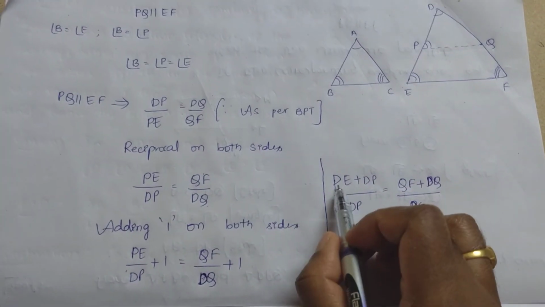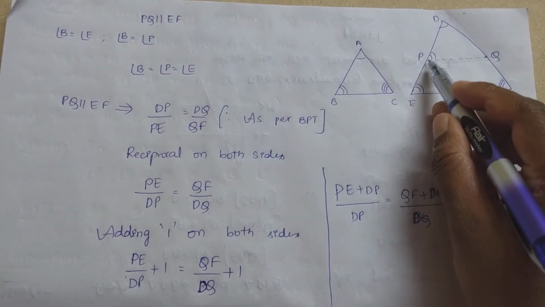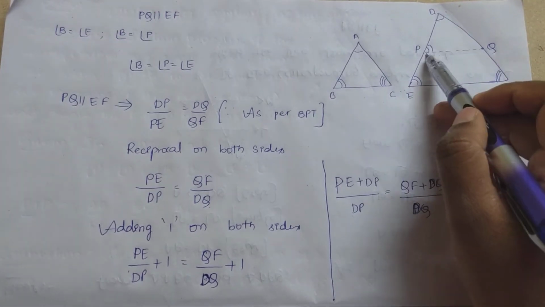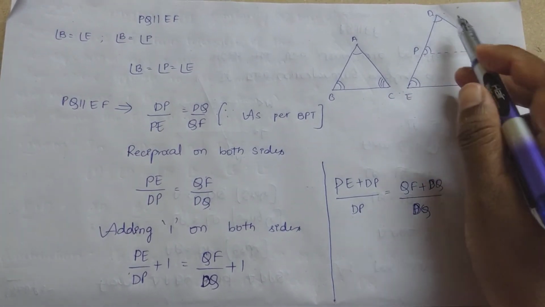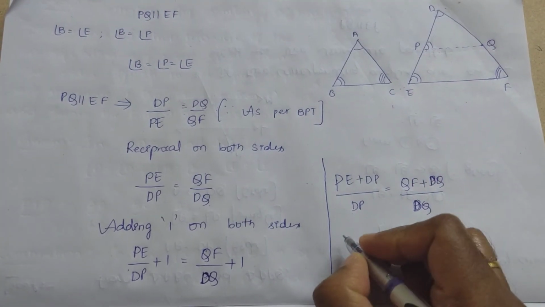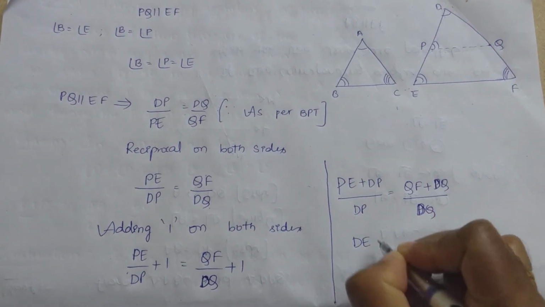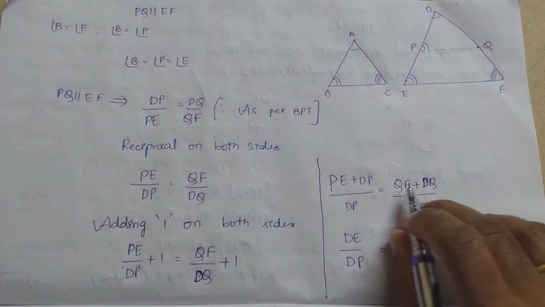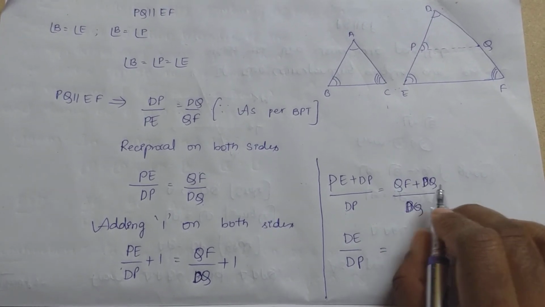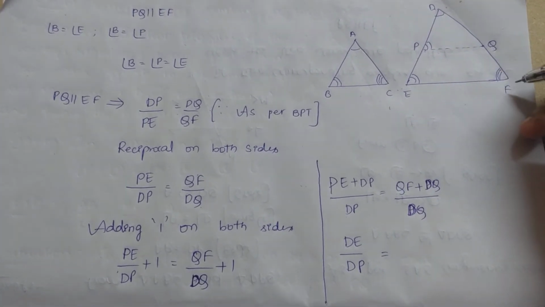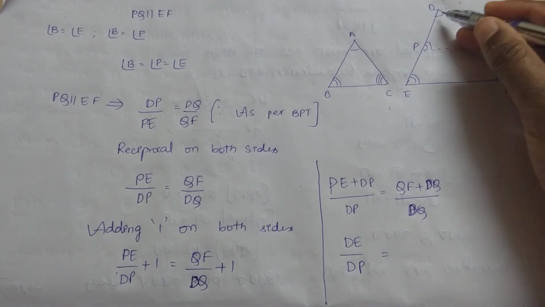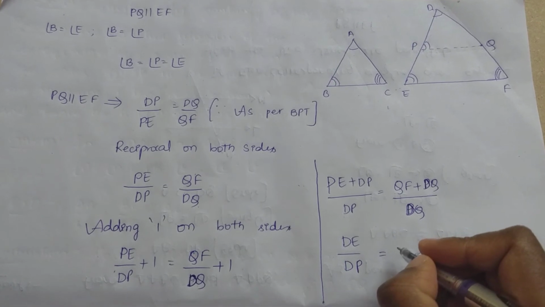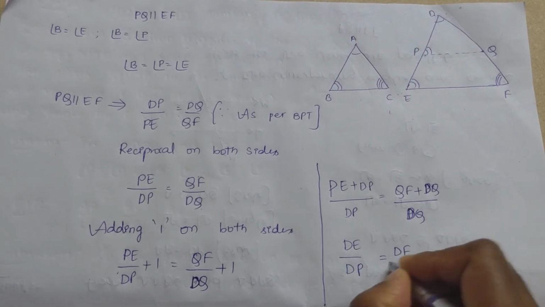Clear? When you see the diagram, PE is this part and DP is this part. So DP plus PE is nothing but DE. Write the same thing here: DE by DP equals QF plus DQ. This is the QF part and this is the DQ part. So DQ plus QF is nothing but DF. Write the same thing here: DF by DQ.